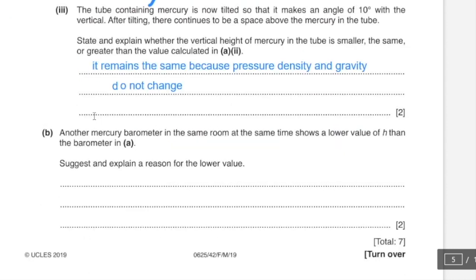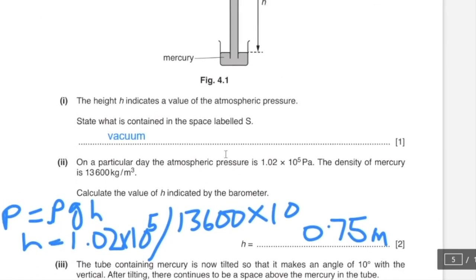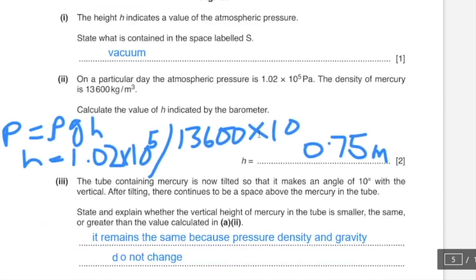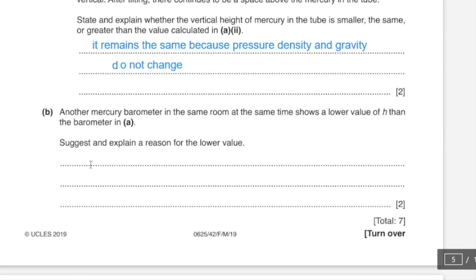B. Another mercury barometer in the same room at the same time shows a lower value of H than the barometer in A. Suggest and explain a reason for the lower value. Suppose there was some amount of gas, that is to say, this space S was not a vacuum. There was air over here, so that would have applied pressure on the mercury, and that could have been the reason that the height reduced, since pressure is also applied due to the presence of air, and that would mean a reduction in height. So that is going to be the answer.